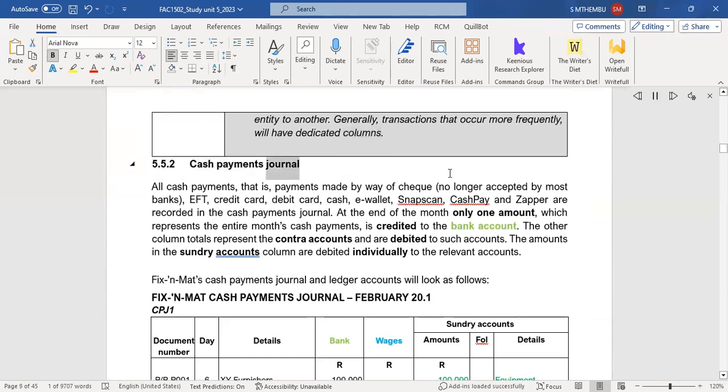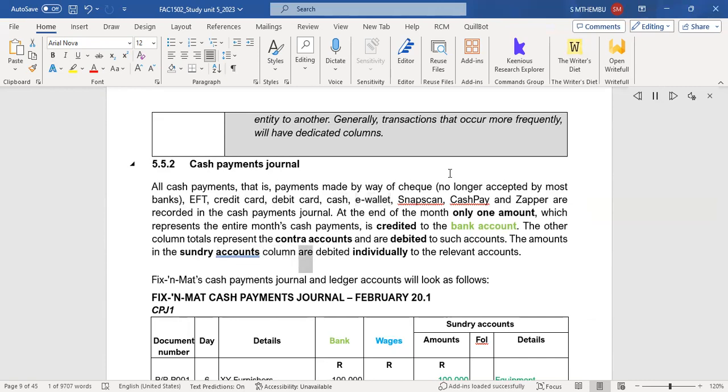5.5.2 Cash Payments Journal. All cash payments, that is, payments made by way of check (no longer accepted by most banks), EFT, credit card, debit card, cash, e-wallet, Snapscan, CashPay, and Zapper, are recorded in the Cash Payments Journal. At the end of the month, only one amount, which represents the entire month's cash payments, is credited to the bank account. The other column totals represent the contra accounts and are debited to such accounts.